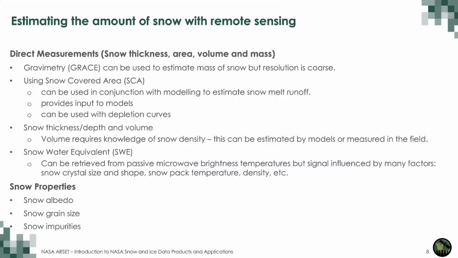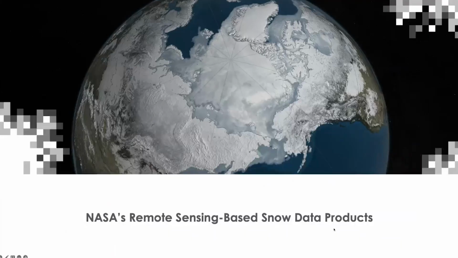So with that, I'll finish and let Walt tell you about the techniques and the platforms and the data sets that we have available to get at some of these parameters. All right, thanks for the introduction. I'm going to be talking about NASA's remote sensing-based snow data products, particularly those that we have at the National Snow and Ice Data Center, Distributed Active Archive Center, or DAAC. It's part of the NASA DAACs.